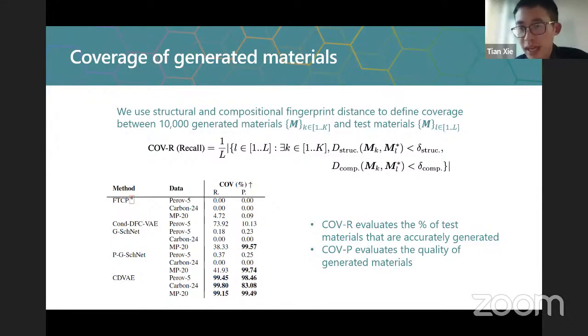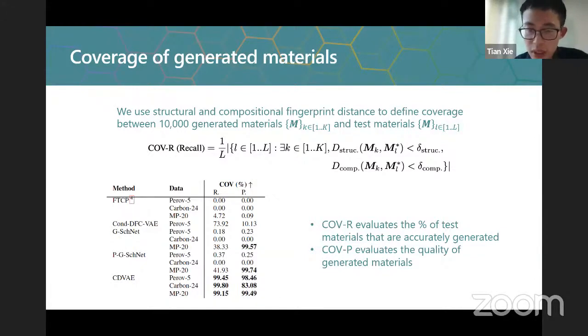So it looks at all the structures in the testing data, and we want to see what percentage of this testing material has at least one material in our generated set that is close enough to it, using some fingerprint distance cutoff, using some fingerprint distance metrics. So basically, this coverage recall evaluates how many of these test materials have been successfully generated by our model.